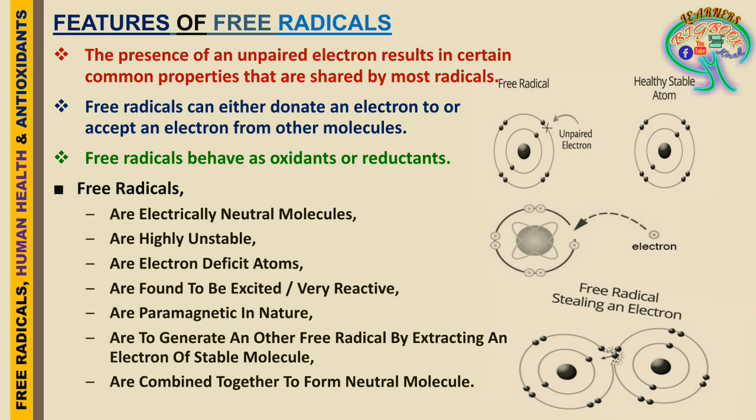Certainly, they are highly unstable. Due to the lack of an electron within the outer orbit, where it would otherwise be in the octet state, the free radical will always be highly unstable, and because of the loss of that same electron, they are considered electron deficit atoms.